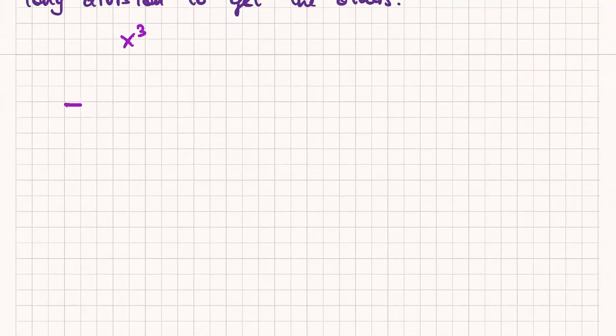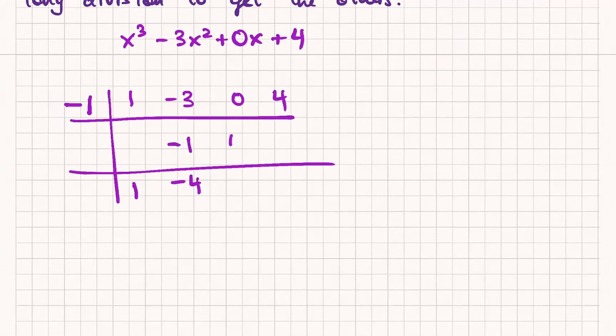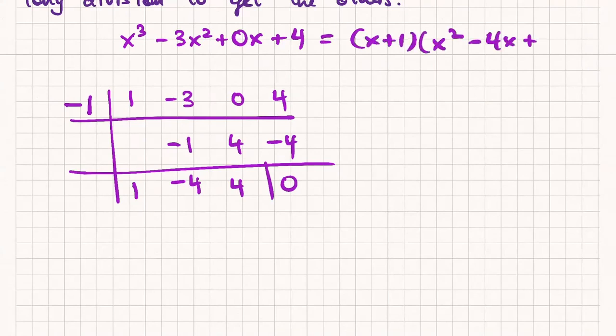The root was negative 1, so you put negative 1 up here. We had x cubed minus 3x plus 0x plus 4. So I go like this, right? 1, negative 3, 0, 4. I bring down the 1. Negative 1 times 1 is negative 1. I add them up, negative 4. Negative 1 times negative 4 is 4. I add them up, I get 4. Negative 1 times 4 is negative 4. I add them up, I get 0. You should get 0 because negative 1 actually does give you a root. So that means this is x plus 1 times x squared minus 4x plus 4, right?